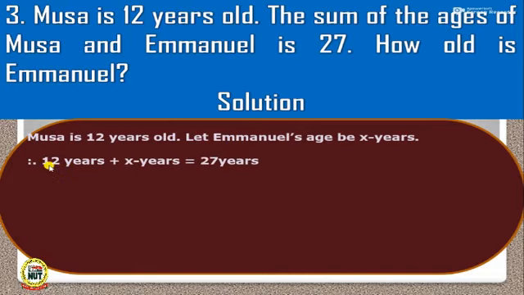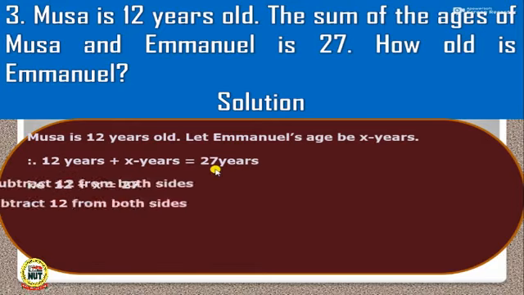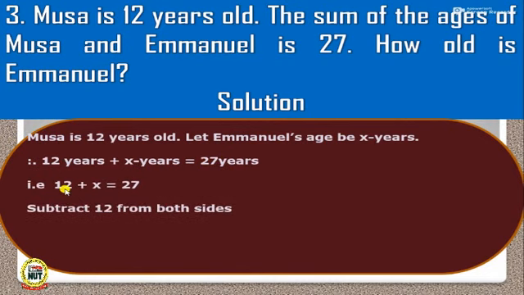And what are their ages? Musa is 12 years old and Emmanuel is x years old. So, 12 years plus x years is equal to 27 years. So, it implies that 12 plus x is equal to 27. This is 12. So, we are going to subtract 12 from both sides because this 12 is the number that is on the same side with the unknown term. So we must change it to 0.